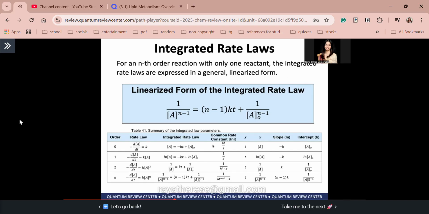Now, table 41 shows the summary for the integrated law parameters. Okay. So notice you guys, yung mga equations ng reaction rates, they are equated and integrated. Okay. Where the concentration is measured as time progresses. Diba? Ito yun. The concentration is measured as time progresses. Okay. And each order, they will have a unique integrated form and graph. Okay. Take note lang, guys, among all of these.